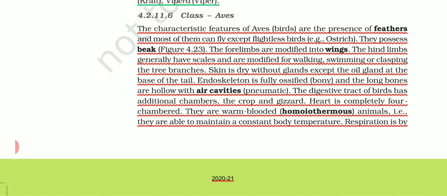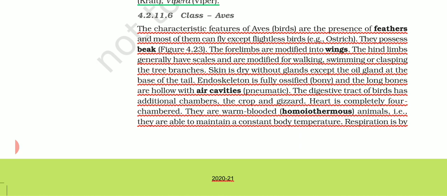So this feature is very important. It is helping them to take a flight. Next, digestive tract of birds, they have additional chambers like crop, gizzard. So these are very common for digestion.